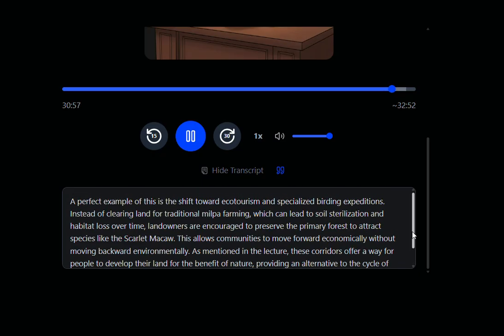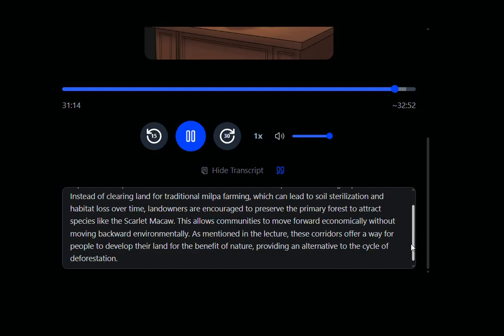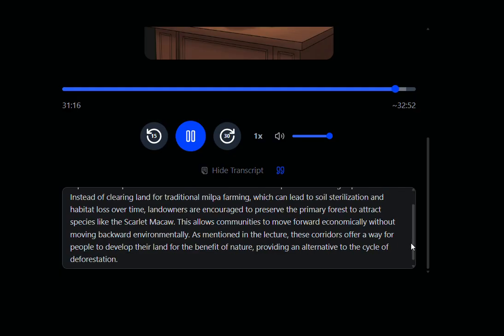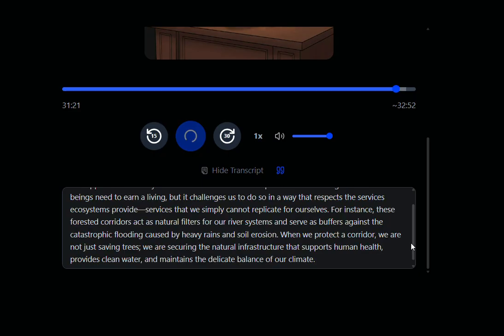Instead of clearing land for traditional milpa farming, which can lead to soil sterilization and habitat loss over time, landowners are encouraged to preserve the primary forest to attract species like the scarlet macaw. This allows communities to move forward economically without moving backward environmentally. As mentioned in the lecture, these corridors offer a way for people to develop their land for the benefit of nature, providing an alternative to the cycle of deforestation.